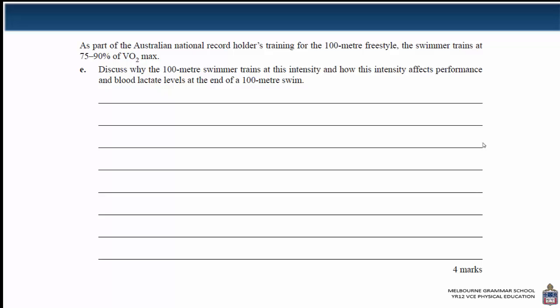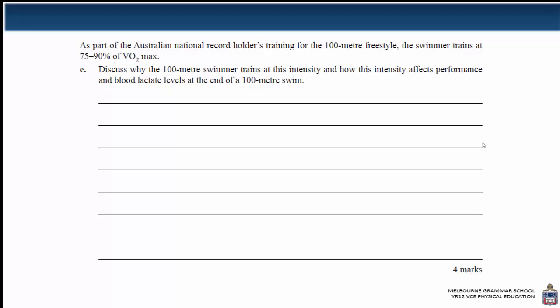As part of the Australian National Record Holders training for the 100 metre freestyle, the swimmer trains at 75 to 90% of their VO2 max. So we've previously been talking about heart rate, and I know I've included this question on a couple of different slides through these tutorials, but it's an important one. Not many students got it correct.